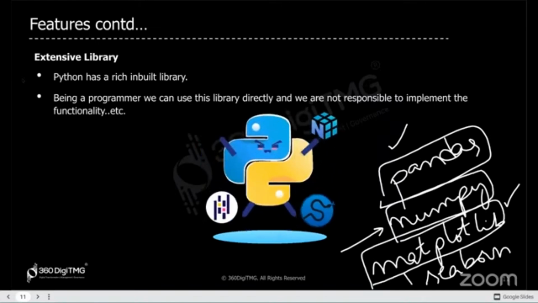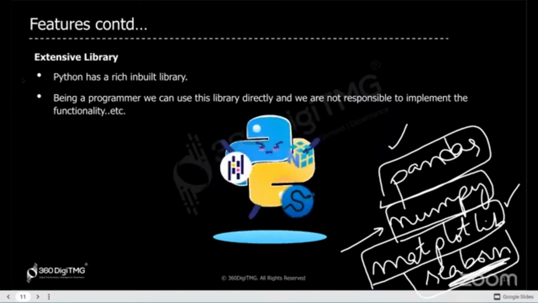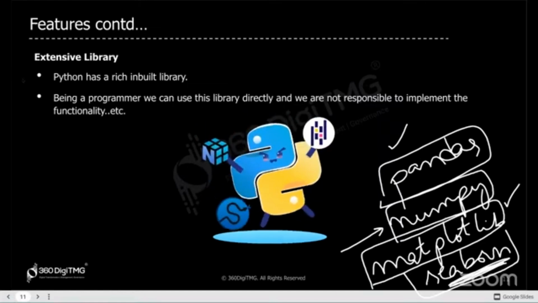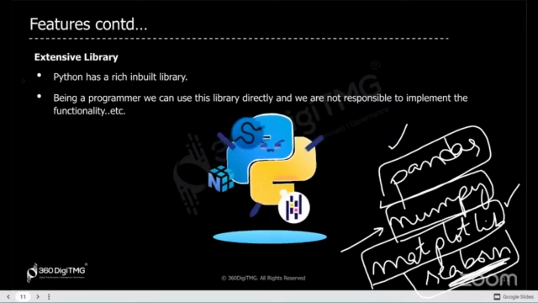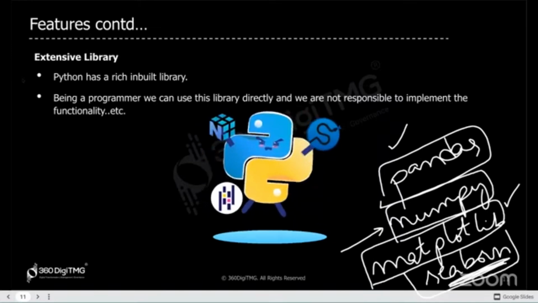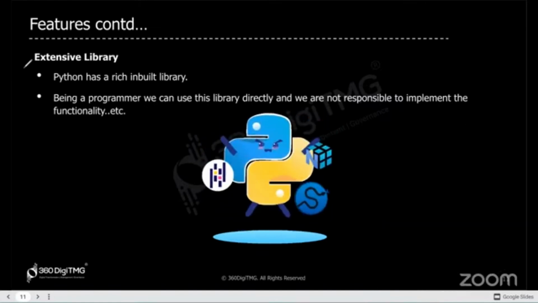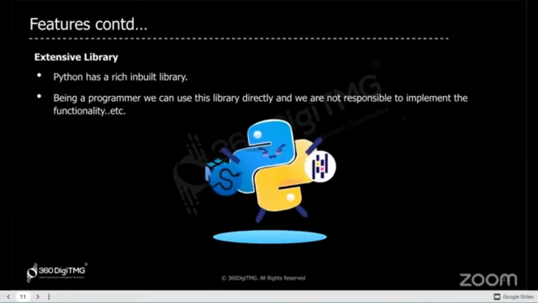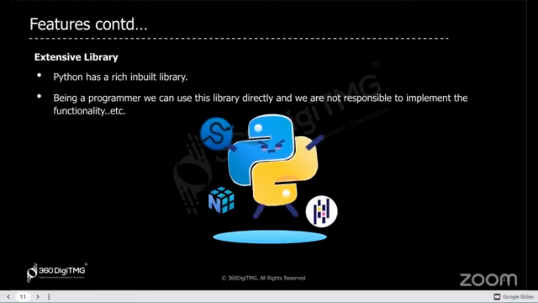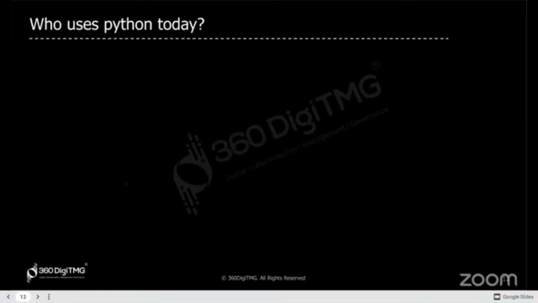Histograms also. And advanced graphs if you have to do: violin plot, QQ plot, density plot, pair plot. So if you want advanced charts, then you go with seaborn. Like that, there are about 20, 25, I would say, very important, very interesting libraries, which will help us. So it has a rich inbuilt library. Being a programmer, you can use the library directly, and we are not responsible to implement that functionality, that is taken care of. You will just call the library, and it will take care of things for you.